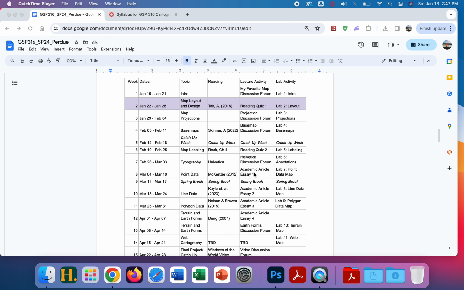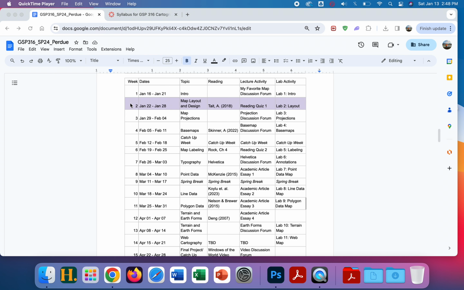Okay, so the schedule is laid out on a weekly basis. We have our week, dates, topic, and any readings that I'll assign. Readings can include movies as well. I have a couple movies for us to watch this semester. The lecture activity is the activity that's going to be housed on Canvas specifically. And then your lab activity.